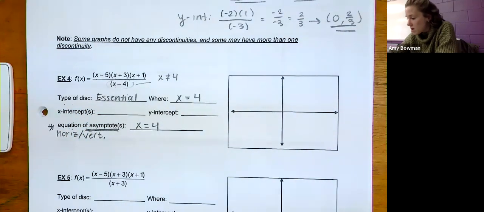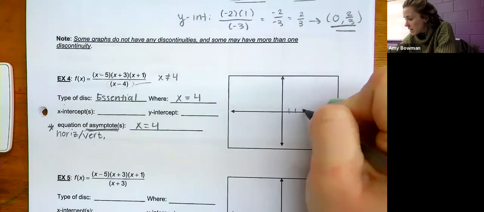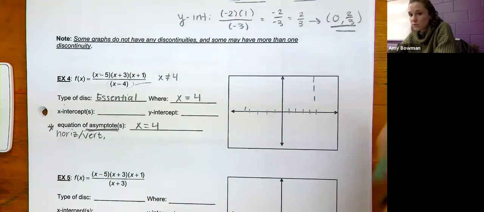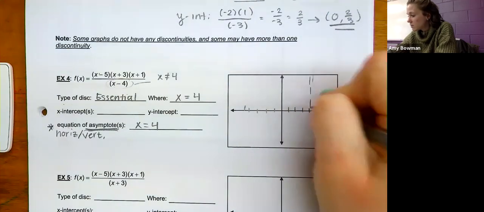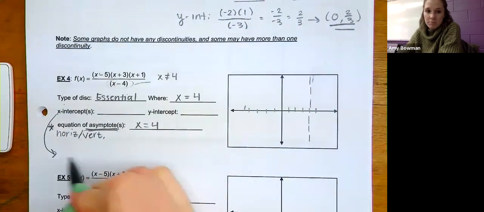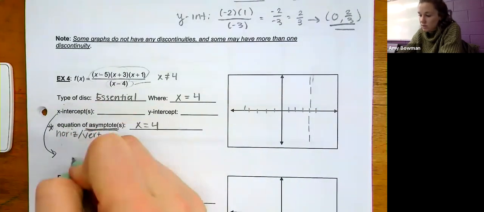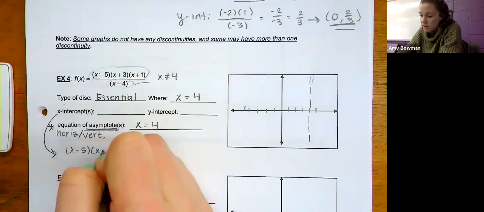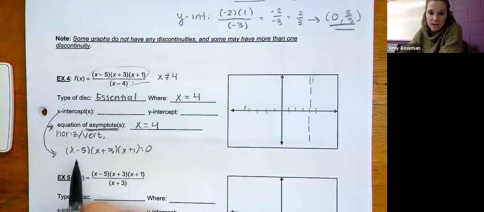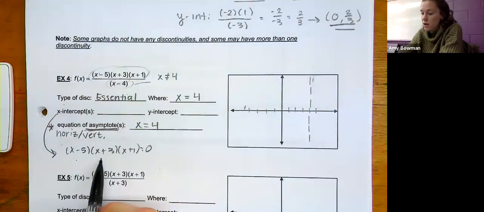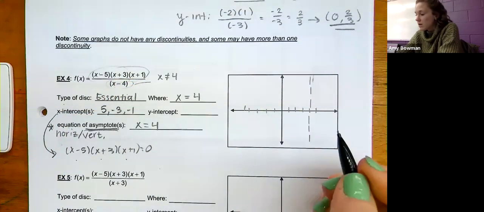Just FYI. Okay, so what can I do right now? I can at least plot an asymptote right here at x equals 4. And then I'm going to move on to my x-intercepts and y-intercepts. Remember, for x-intercepts I'm setting the whole numerator equal to 0. If I set that equal to 0, and you don't necessarily need to write out all of these steps, then I would get x equals 5, x equals -3, and x equals -1. 5, -3, and -1. And I can plot those too.